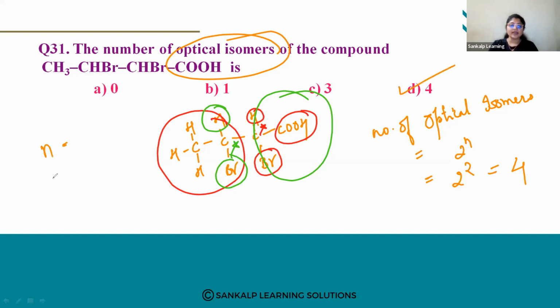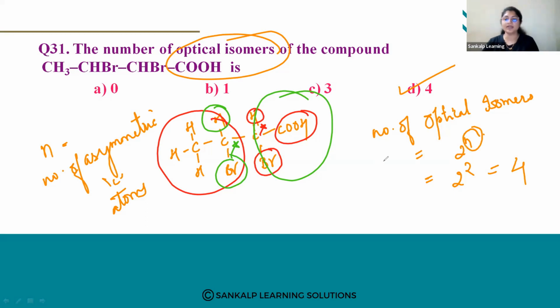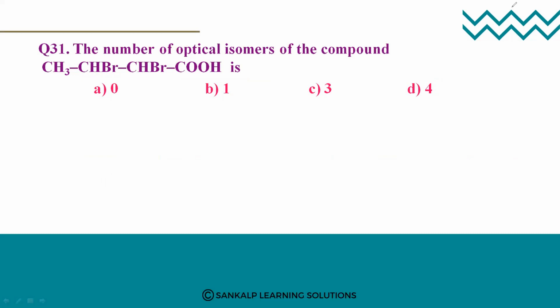So what is N? N is the number of asymmetric centers, asymmetric carbon atoms. It represents the number of asymmetric carbon atoms. I hope this is clear. So whenever you want to find out the number of optical isomers, how do you calculate? 2 raised to N. N is your asymmetric carbon atoms.